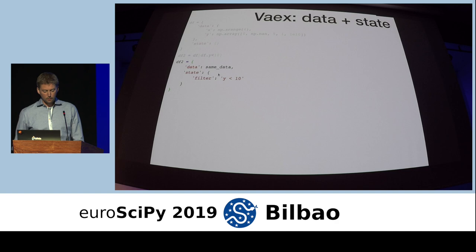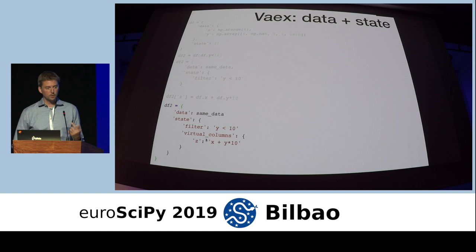If you add a new column, so I'm going to add a new column, z, x plus y times 10. In fact, what it will do is add a virtual column. It will not compute it up front, it will compute it on the fly if it needs to, but it remembers this expression.